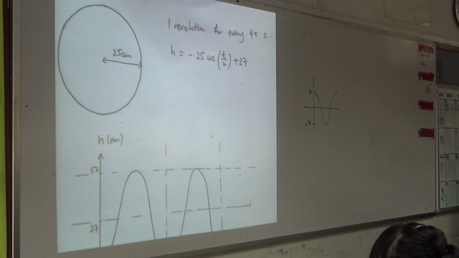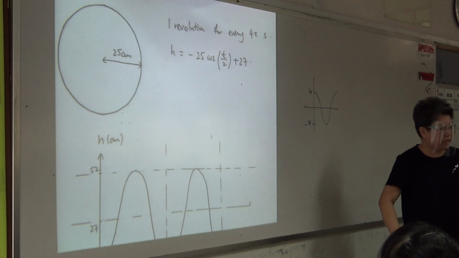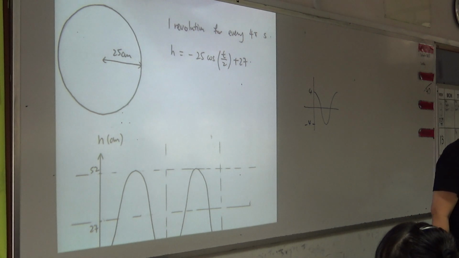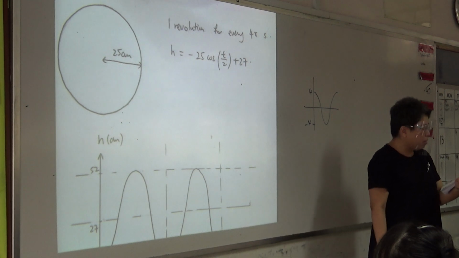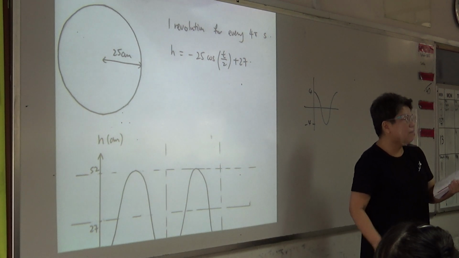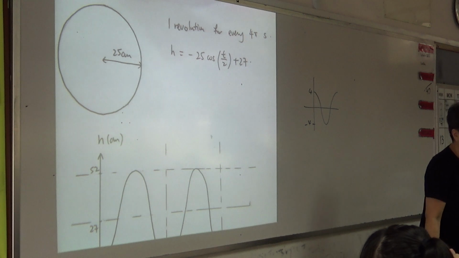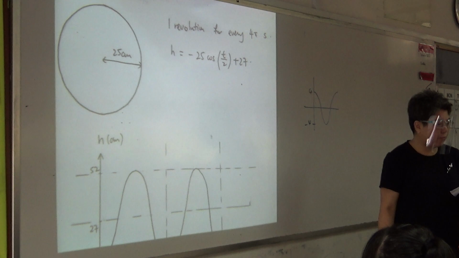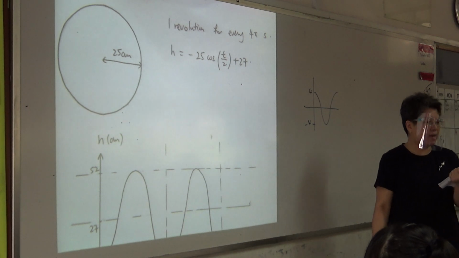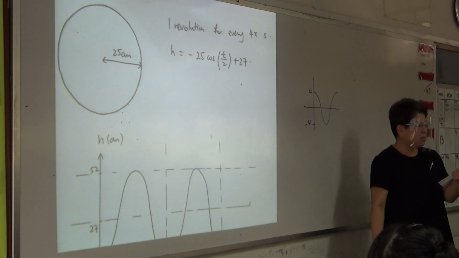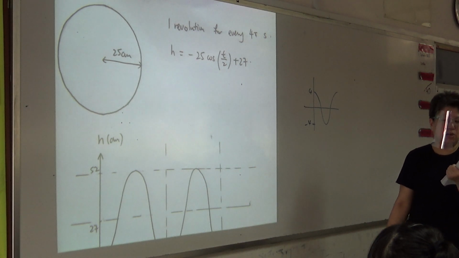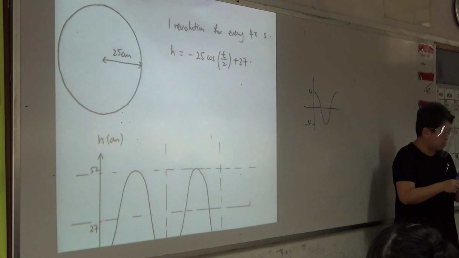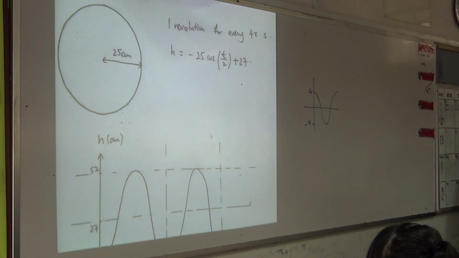Next, can we look at question 8? Question 8 talks about a hamster wheel with a radius of 25 cm that rotates at a speed of 1 revolution for every 4 pi seconds. That means 1 cycle is 4 pi seconds, 1 revolution. The height h cm of a run on the hamster wheel at time t seconds is given by h equals negative 25 cosine t over 2 plus 27. First part: sketch the graph of h between 0 and 8 pi.